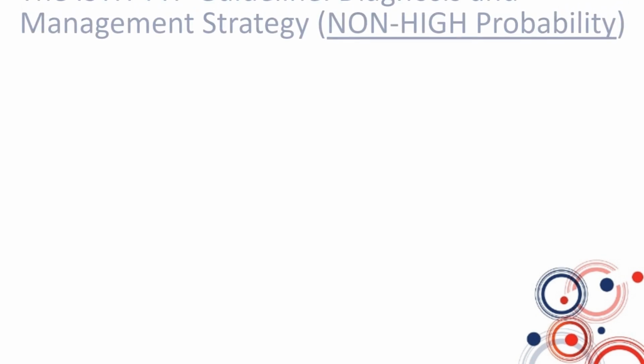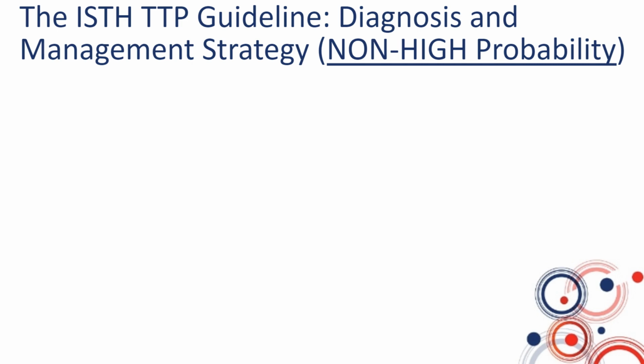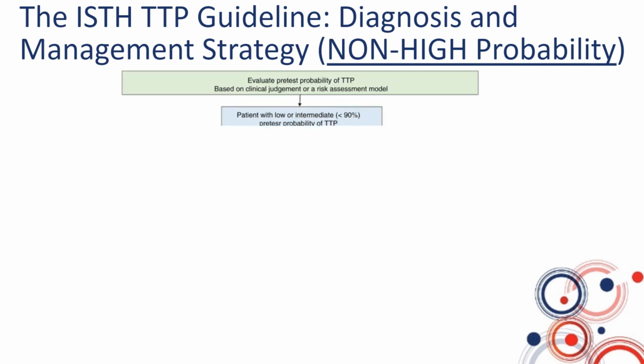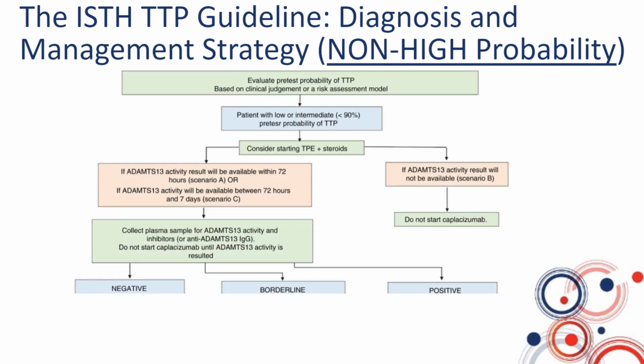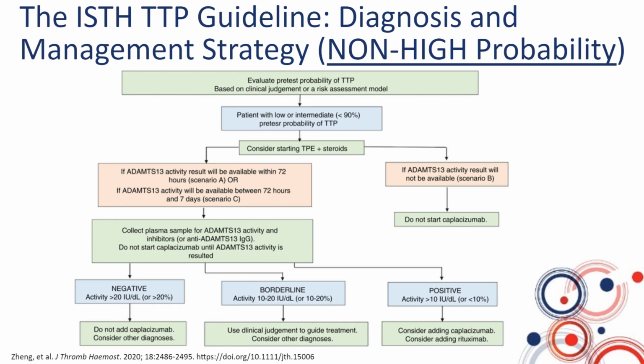There are 2 slides that I want to show you, and it's important to follow. And that's the ISTH TTP guideline, and I think it's very important and is easy. As we said, you have a patient that has low platelet number and hemolytic anemia, you evaluate the probability of the TTP with the scoring system or with the clinical judgment and assessment, risk assessment model that you want.